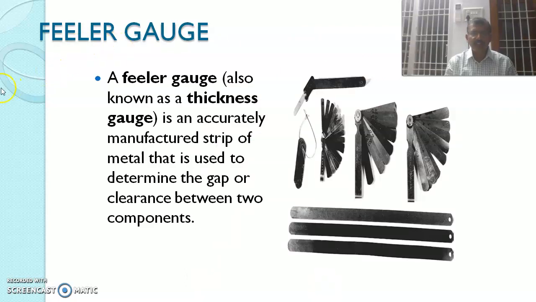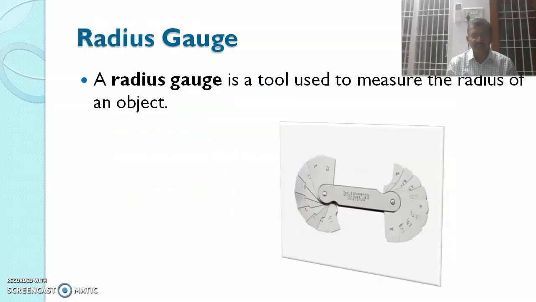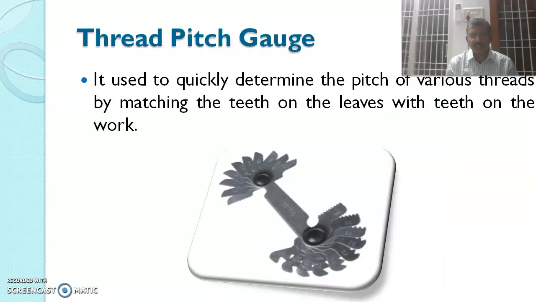Feeler gauge, also known as a thickness gauge, is an accurately manufactured strip of metal used to determine the gap or clearance between two components. It can be used in workshops and machine shops to measure thickness. A feeler gauge can be used to check piston ring gap, piston ring side clearance, and connecting rod side clearance. Then a radius gauge is a tool used to measure the radius of an object.